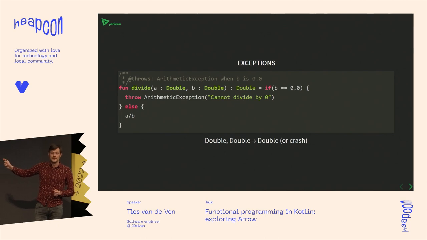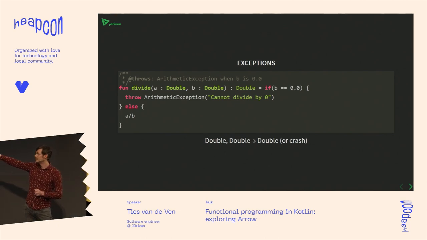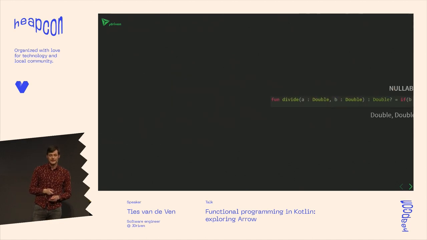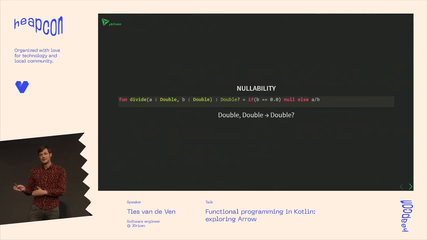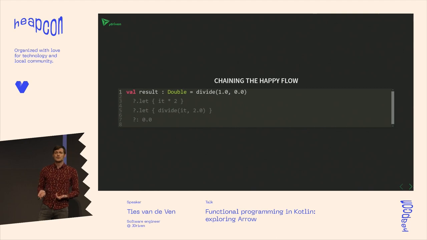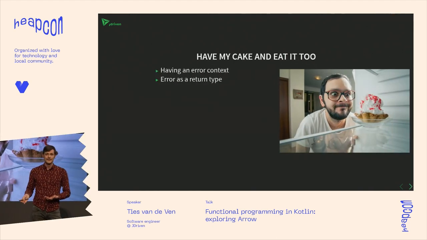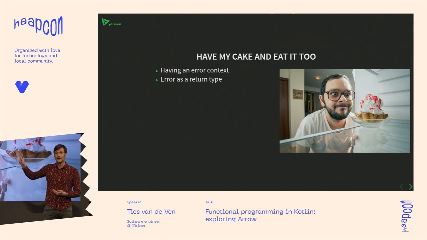Exceptions have the exact opposite, where the fact that it can throw an exception is not in the method signature, so it's lying to us, unlike the nullability system. But if it goes wrong, I know exactly why it went wrong, because I have this nice error message saying that we cannot divide by zero. So on one hand, we have runtime exceptions which have an error context but don't have error as a return type. And on the other hand, we have the nullability system, which has error as a return type, but doesn't have error context. And I kind of want to have both. I kind of want to have my cake and eat it too. I told you cake was important.